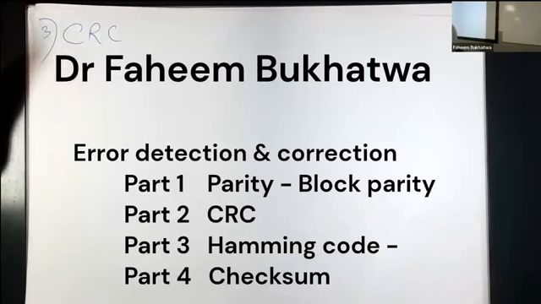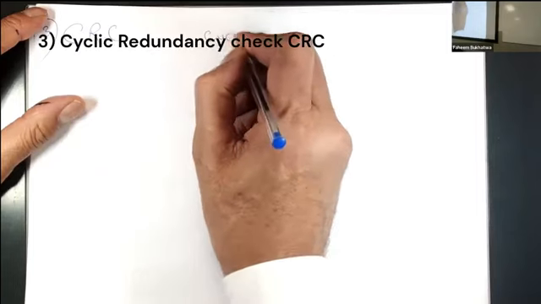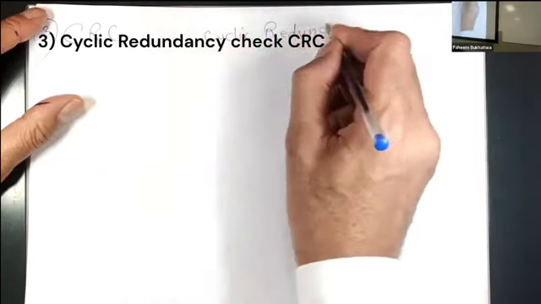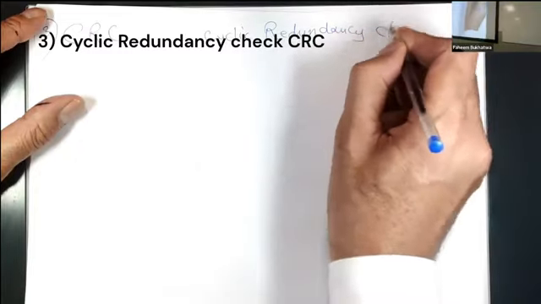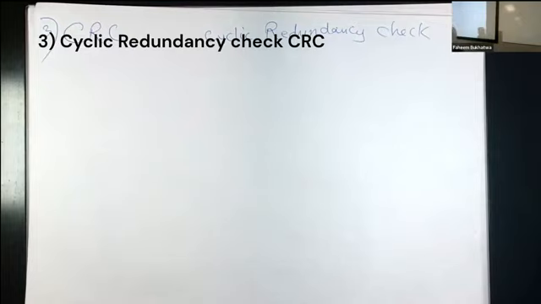Okay, CRC. CRC is short for cyclic redundancy check. Cyclic is the one that you keep checking. And it's actually like a division operation, right?